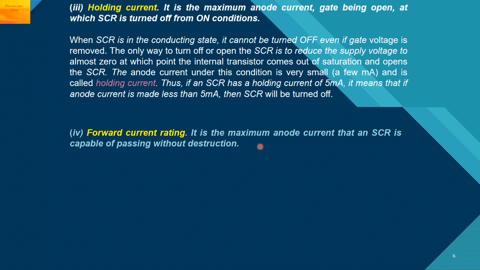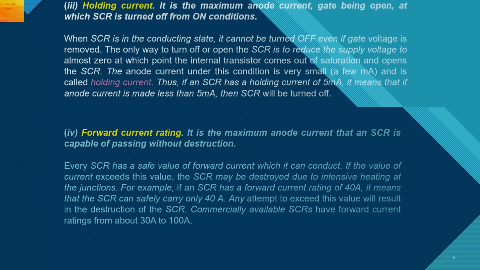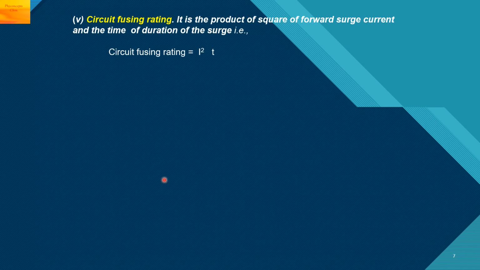Forward current rating is the maximum anode current that an SCR is capable of passing without destruction. Commercially available SCRs have forward current ratings from about 30 amperes to 100 amperes. Circuit fusing rating is the product of the square of forward surge current and the time duration of the surge, that is, circuit fusing rating is given by I² t.